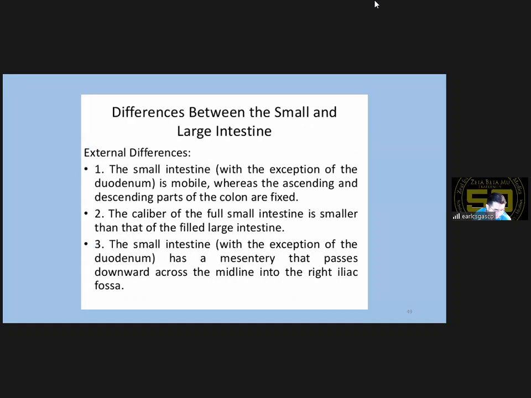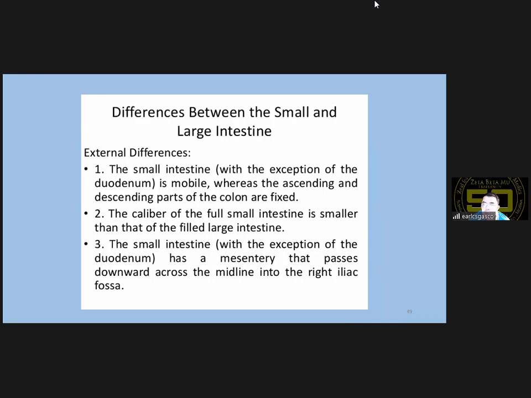Now we have grossly, it's in your book also, the difference between the small and the large intestine. Externally, you see that the small intestine, with the exception of the duodenum, is mobile, no? Whereas only the ascending and descending parts of the colon are fixed, no? Well, the transverse colon is mobile. The caliber of the small intestine is smaller, as the name implies, compared to that of the large intestine. The small intestine, again, with the exception of the duodenum, has a mesentery that passes downward across the midline.